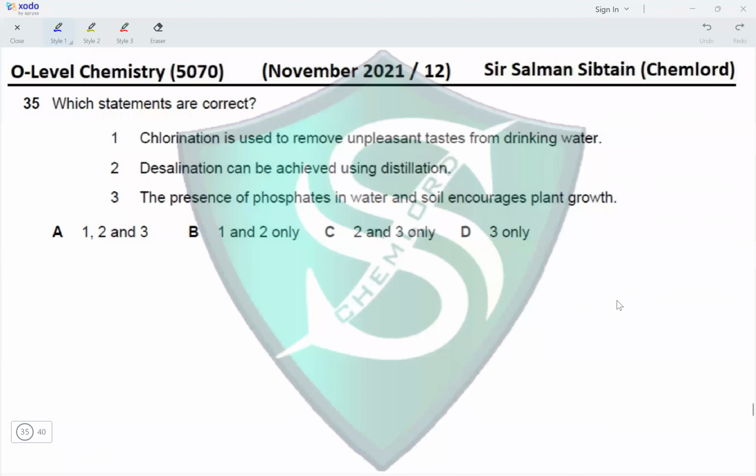Question 35. Which statements are correct? 1. Chlorination is used to remove unpleasant taste from drinking water. No, carbon is used to remove taste and odor. 2. Desalination can be achieved using distillation. Yes, because the solid would remain and the liquid water would evaporate. And 3, the presence of phosphorus in water and soil encourages plant growth. Yes, because phosphorus is one of the essential nutrients and is part of the NPK fertilizers, nitrogen, phosphorus, and potassium. So options 2 and 3 are correct. This makes option C the correct option for this question.